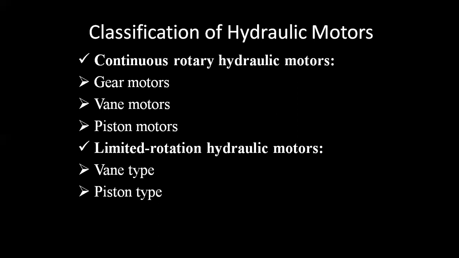Under continuous rotation hydraulic motors, there are three types: gear motors, vane motors, and piston motors. Concerning limited rotation hydraulic motors, we have two types: vane type and piston type. Now we can see in detail what a continuous rotary hydraulic motor is.